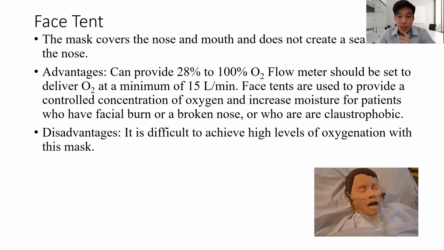Next is the face tent. This face tent covers the nose and the mouth, but does not create a seal around the nose like the earlier face mask. This one can provide 28 to 100%, so it can provide quite a high concentration of oxygen. And it also has moisture for the patients who may have facial burn or broken nose, or who are claustrophobic, which is one of the disadvantages earlier.